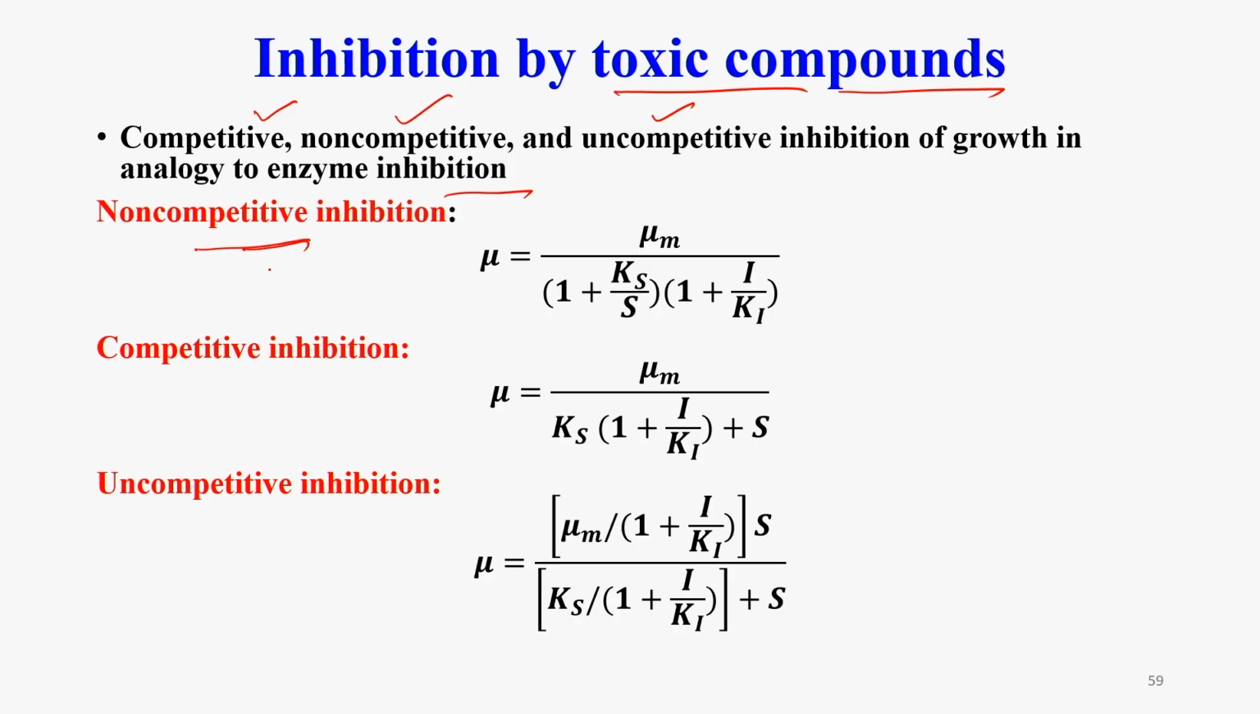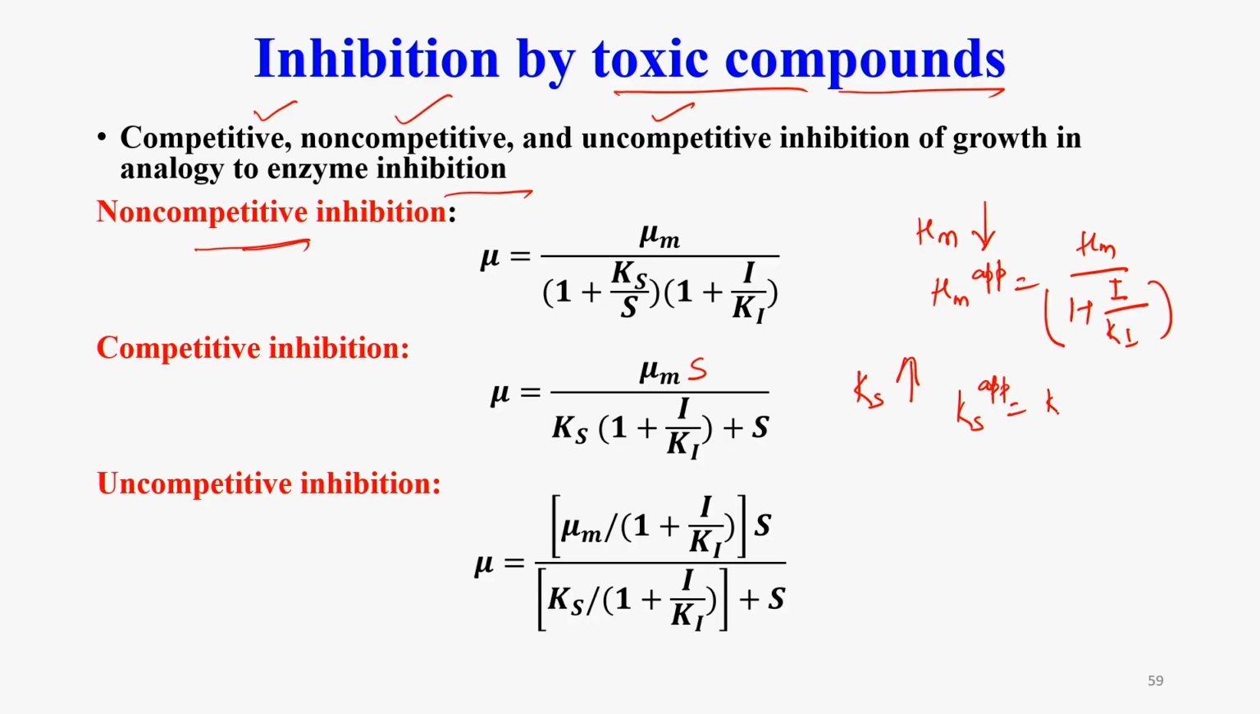What will happen in the case of non-competitive? Mu max is decreased. So, mu max apparent will be mu max divided by 1 plus I upon Ki, where I is the inhibitor concentration you are using. In the case of competitive inhibition, Ks value will be increased. So, Ks apparent equals Ks times 1 plus I upon Ki.